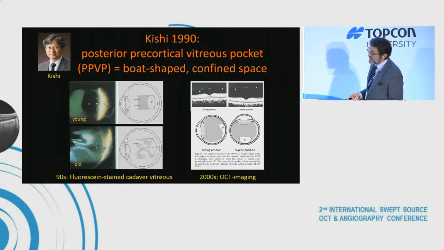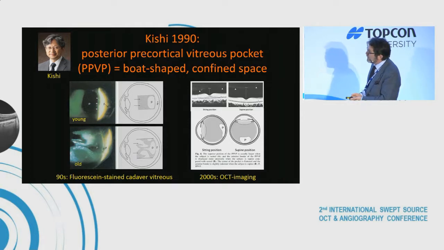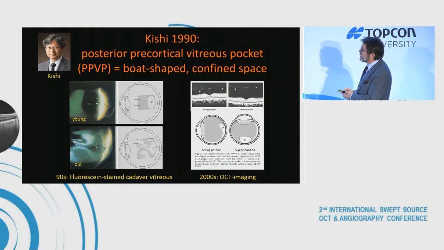This was later somewhat modified by Shoji Kishi in 1990, who examined the same space but gave it a different name, the posterior precortical vitreous pocket. He made the important distinction from Wurst's view of things, that there is actually a cortical layer separating the bursa from the eye wall, and also that it is a confined space until later in life, when it may, in the context of vitreous degeneration, connect to other liquid structures within the vitreous.